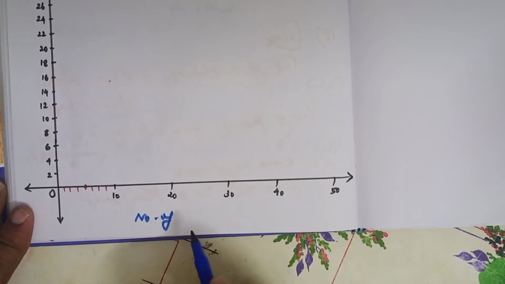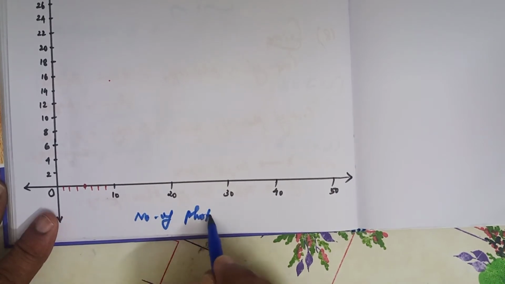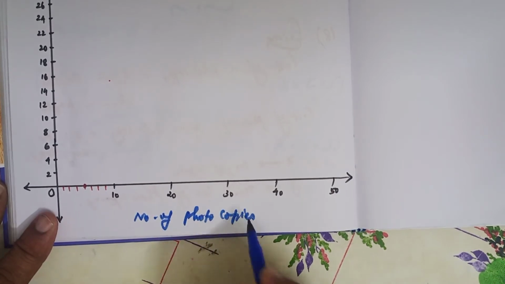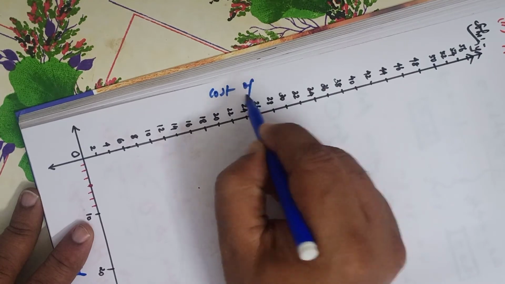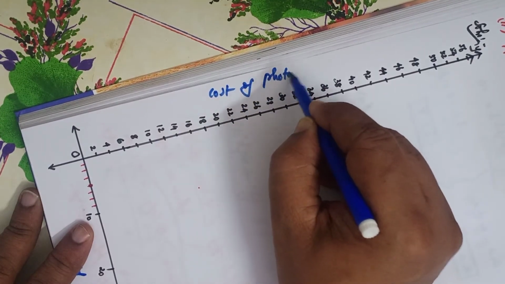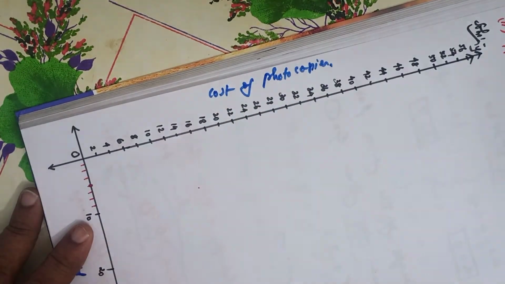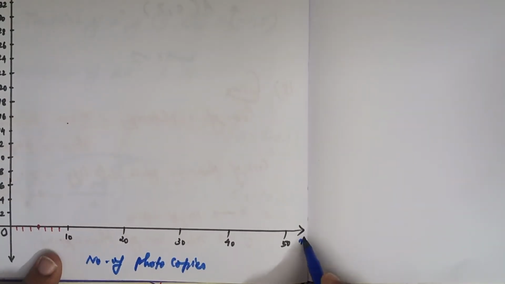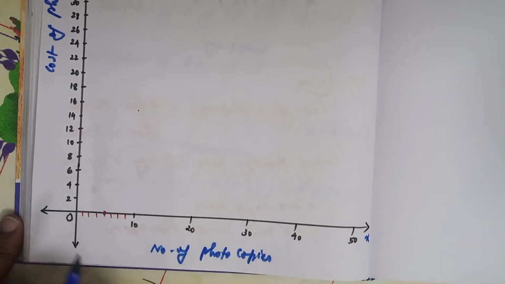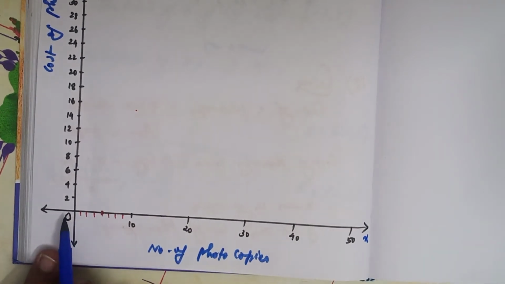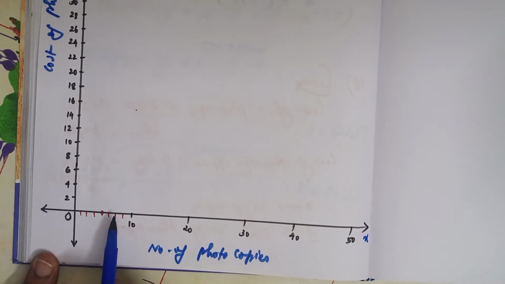Number of photocopies. Here the y-axis refers to the cost of photocopies. Now for the first 10 copies, here the 10 itself is divided into 10 units.